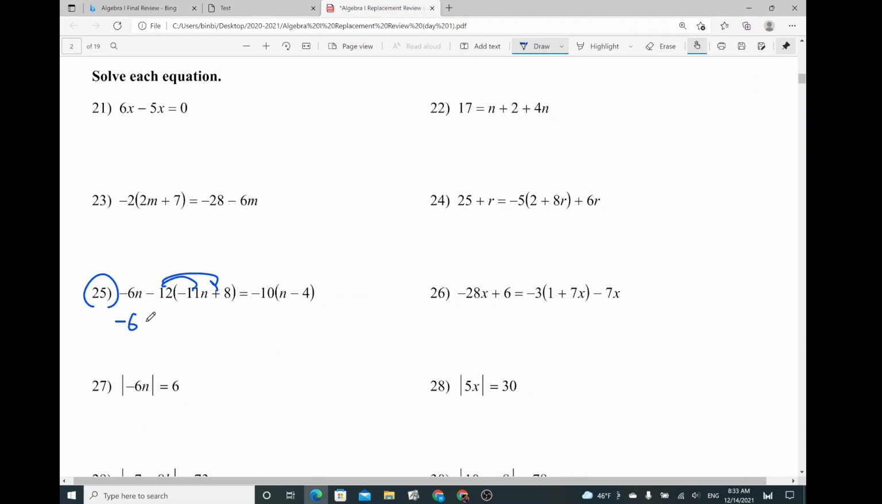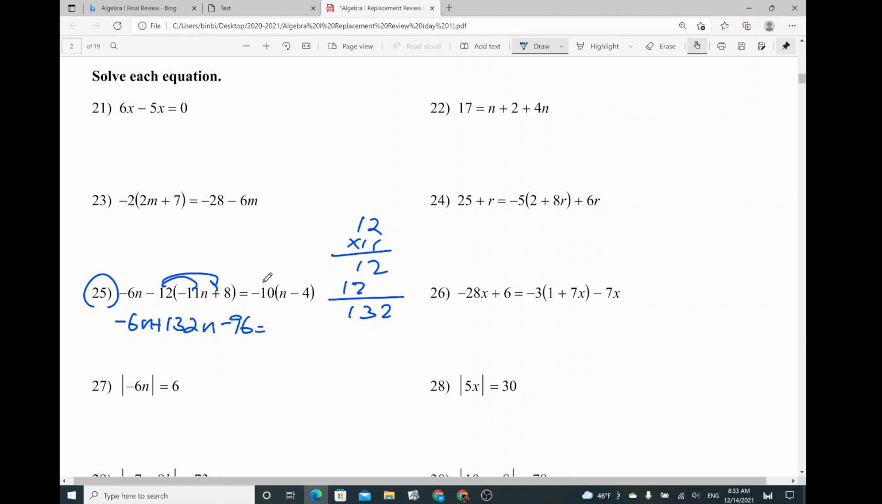So negative 6n, just bring it down. Then negative 12 times negative 11, that's going to be positive. 12 times 11, not quite sure what that is, so just show all your work. That will give you 132. So positive 132n, and then 12 times 8, which is 96, but it's negative because negative times positive, minus 96.